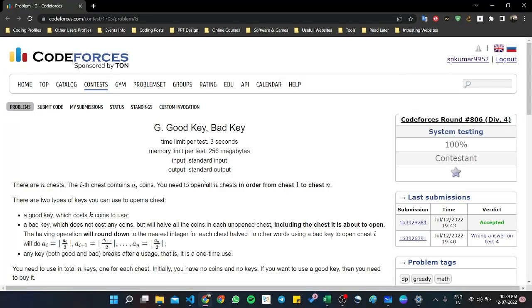Hello everyone. In this video, I am going to explain today's Codeforces round question, G: Good Key or Bad Key. In this question, there are n chests. The ith chest contains a_i coins. You need to open all n chests in order from chest 1 to chest n.